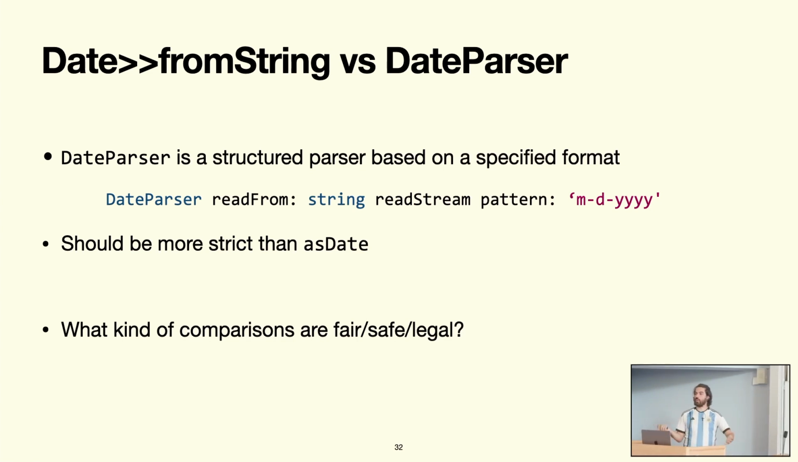Now we have two parsers. What kind of comparison can we do between both of our parsers that is fair, legal, safe? One thing is that I decided not to compare all possible patterns in a date. I decided to just compare this pattern, just for the presentation. Why? Because asDate is going to parse like this. So if I want to compare the asDate parser with this parser, it's better if they are under the same conditions and follow the same pattern, just to have some fairness there.